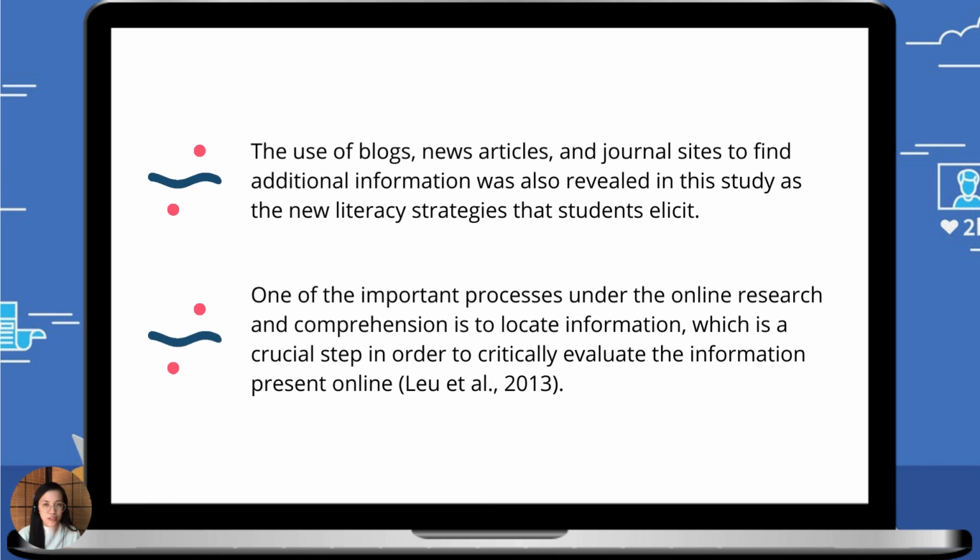The use of blogs, news articles, and journal sites to find additional information was also revealed in this study as the new literacy strategies that students elicit. Interestingly, one student's new literacy strategy is to find additional information on brainly.ph. It is an online forum where anyone could write their own opinion about a certain issue. And one of the important processes under the online research and comprehension is to locate information, which is a crucial step in order to critically evaluate the information present online.